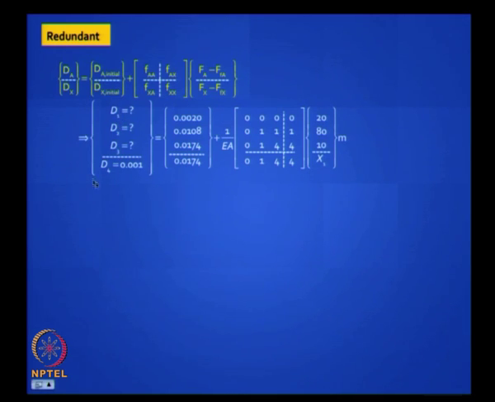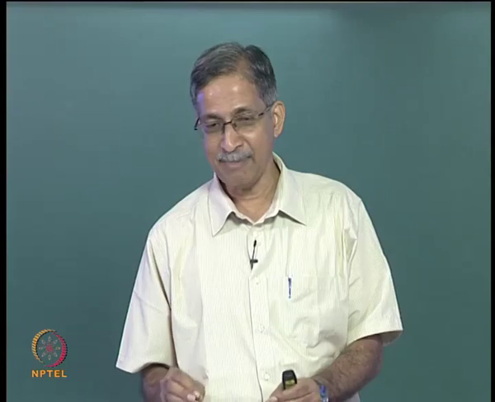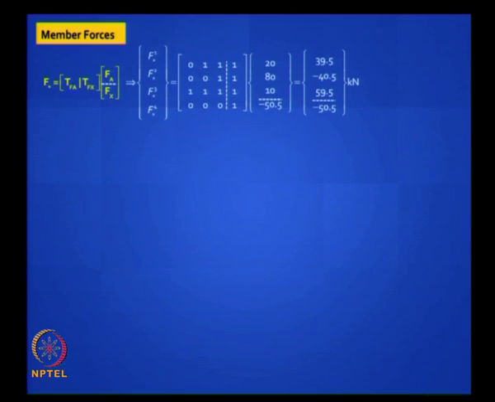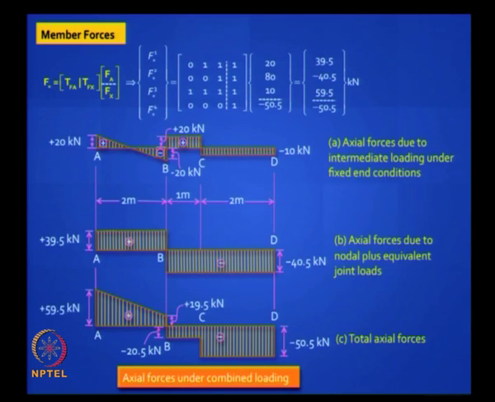Remember, the dx here, the final solution is 0.001, because the right support moves by 0.001. So, your primary structure, that is your dx, and this is your complete equation. So, the formulation of this problem is very interesting. If you make a mistake in the formulation, your solutions will be wrong. So, you carry this out, solve for your redundant, you will find it is 50.5 kilonewton, find your member forces, you have got the results, okay. If you add up the two solutions which we did in the stiffness method, you will get this. So, it is a final check on this.